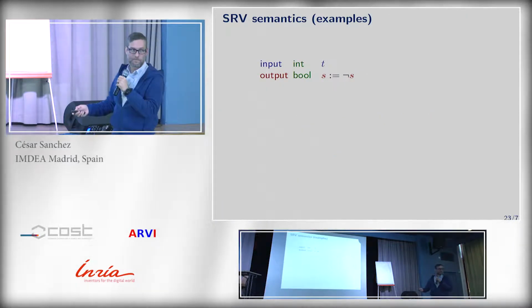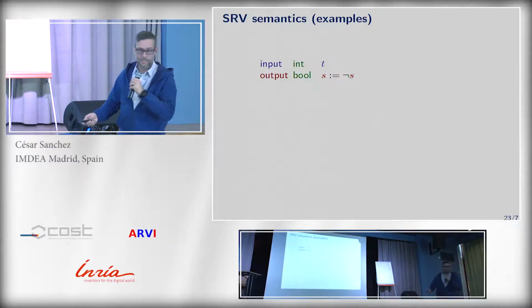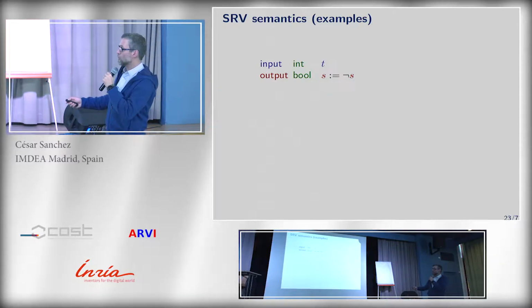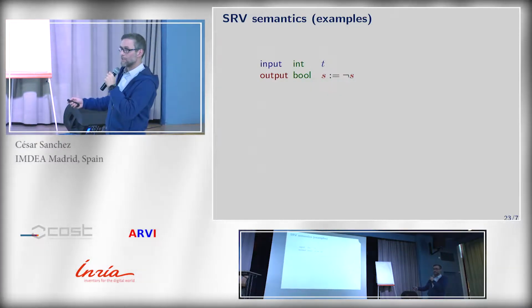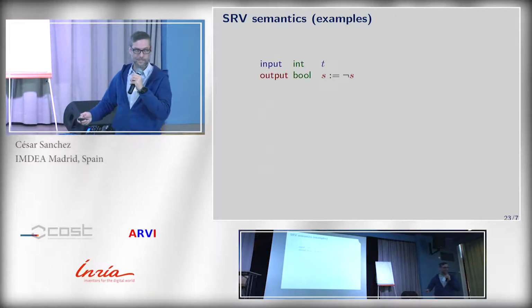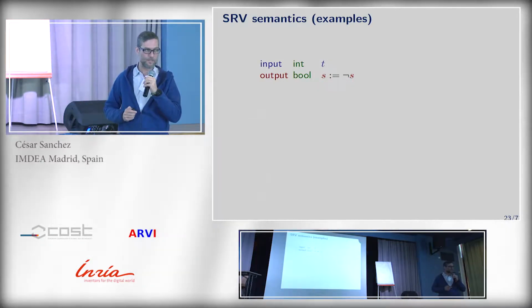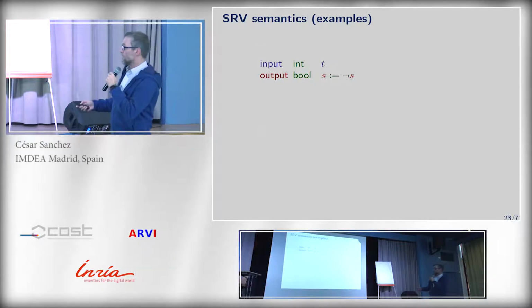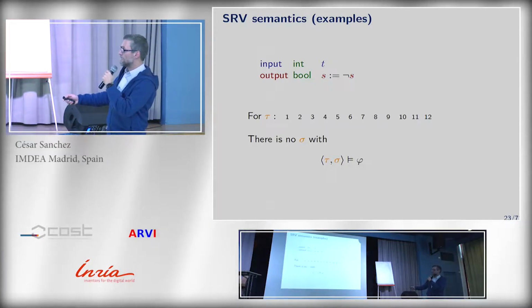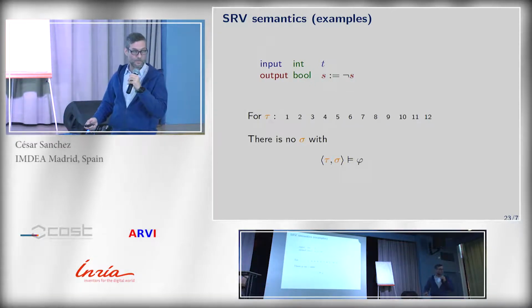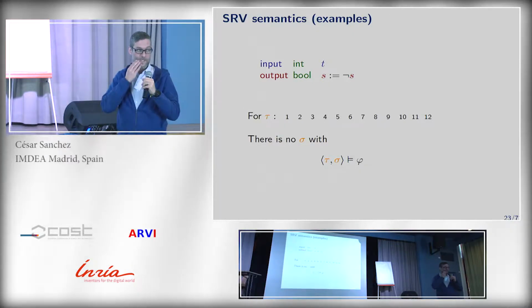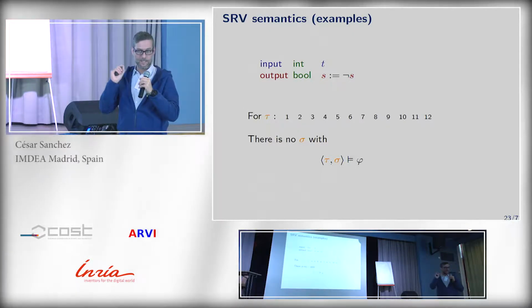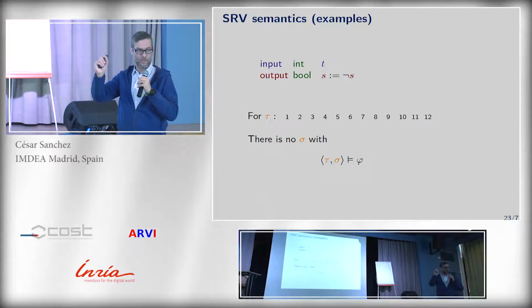Let's take another one. This is a tough case, because you have to make s be a Boolean value that evaluates to the same value as not s. That's a bit more difficult if you think about it. You take an input for t, and there is no output possible satisfying the equation. So sometimes you have exactly one output for every input. Sometimes you have more than one. Sometimes you have none.